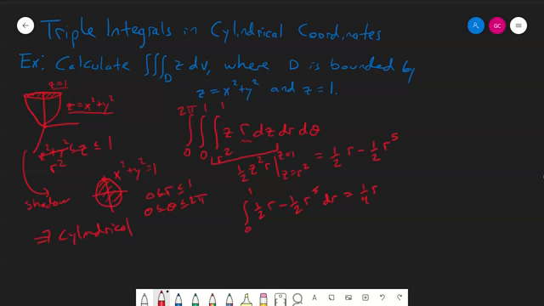So that's 1/4 of r squared minus 1/12 of r to the 6th from 0 to 1. And that's going to be 1/4 minus 1/12 minus 0 minus 0. So that's 1/6. And finally, we have the integral from 0 to 2 pi of 1/6 d theta. And that's just 1/6 of theta from 0 to 2 pi. So 2 pi over 6, or in other words, pi over 3.